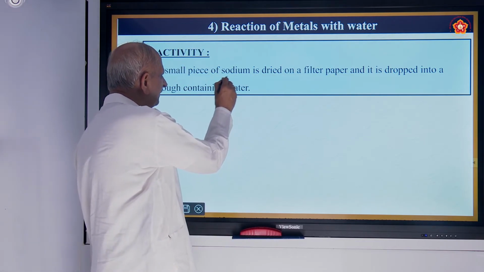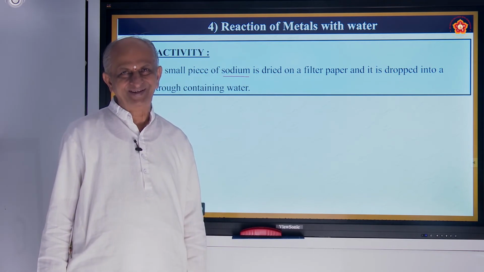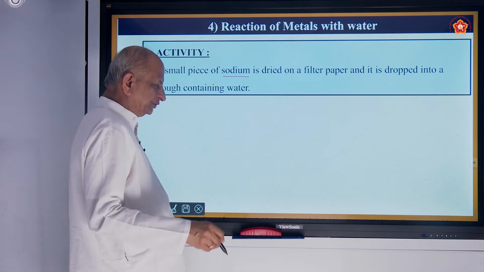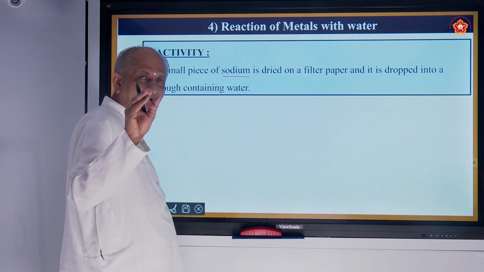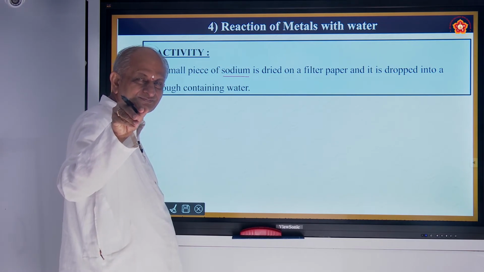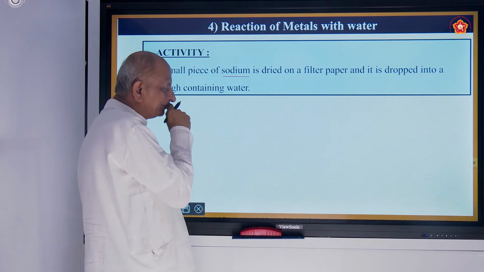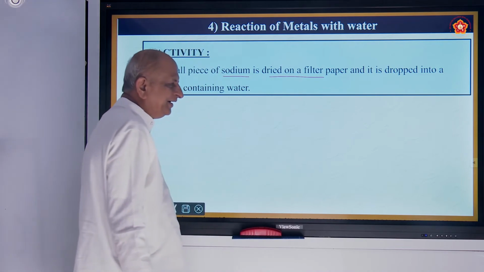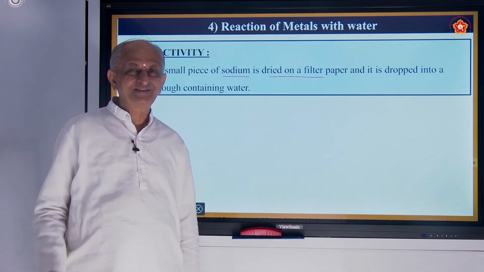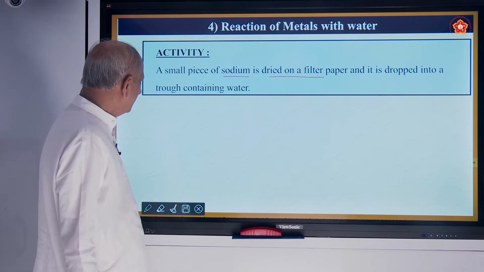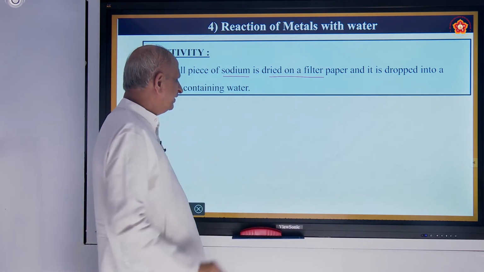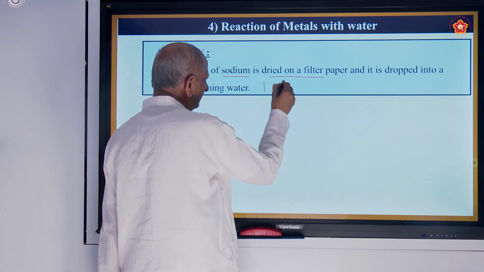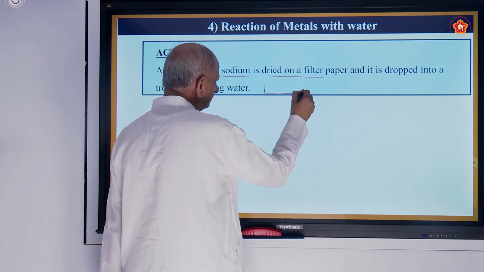Here, sodium is always kept in kerosene because it won't react with kerosene. So what must you do? You should not use your hand to take the sodium. You must take a spatula or a steel spoon, and dry it. Why must you dry it? Because it contains kerosene. Then drop it into a trough containing water. What is a trough? Something like a beaker, but a big beaker. That is called a trough.